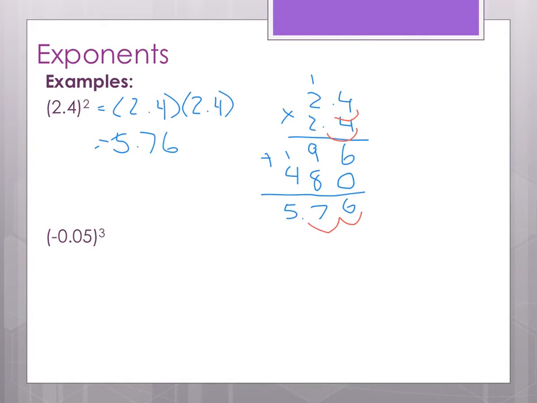Now, for our second example, I have negative 0.05 to the third power. So let's write out this expansion first. Remember, when the negative's inside the parentheses there, I have to keep it each time in my expansion. So here I have it twice, or 3 times. I'm going to start with my first 2 terms. This is a negative times a negative, so my answer here is going to be positive. So I'll go ahead and put that in there to remind myself.